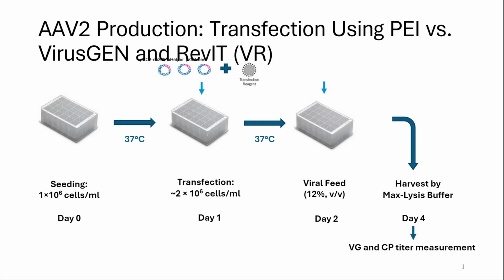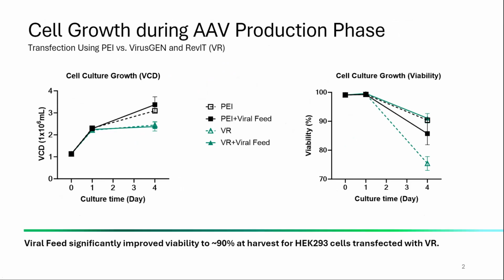If we can go to the next slide, that will be the cell growth data. Okay, so from here you can see there's quite a different cell growth pattern, especially after transfection. The VR transfected cells, either feed or non-feed, barely grow. But for PEI, you still see quite a bit of growth after transfection.